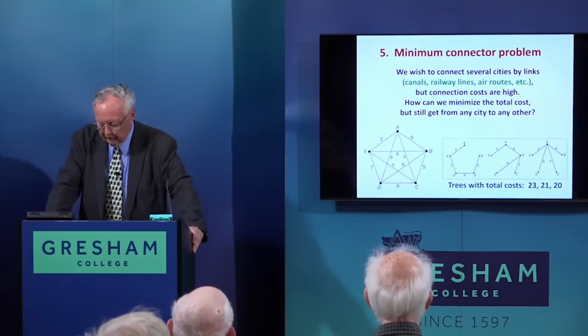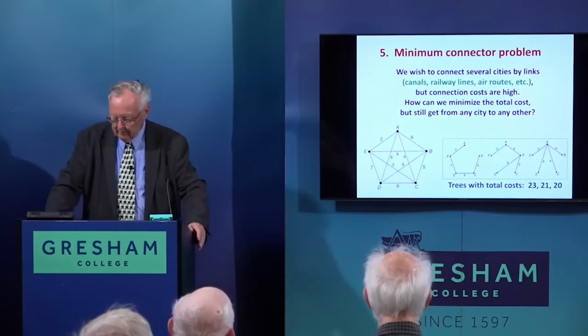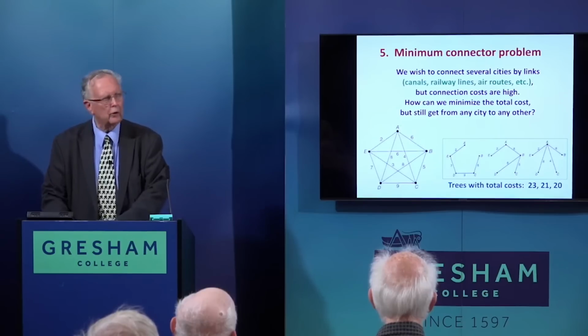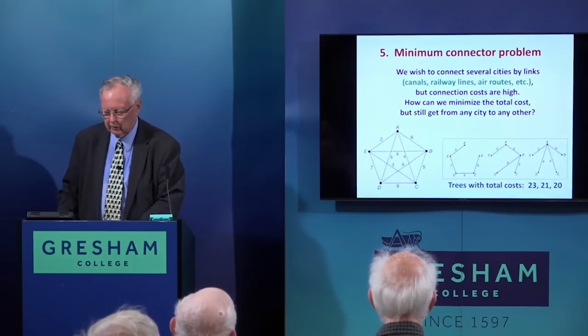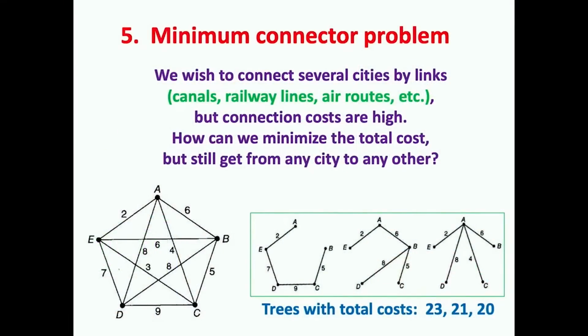We're now moving on to our 5th problem, and here we wish to connect several towns or cities by links, which may be canals, railway lines, or air routes. But we wish the total connection cost to be as small as possible. So I want to choose some of these edges so that it remains linked up, but I want to do it in such a way that the total cost is as small as possible. So you certainly don't want to include a cycle, because if you include a cycle, you can take away any edge, and that automatically reduces the cost. So what we're looking for is a tree that goes through these 5 vertices.